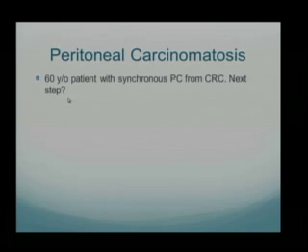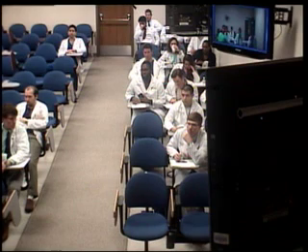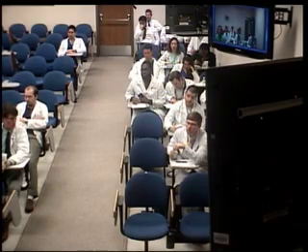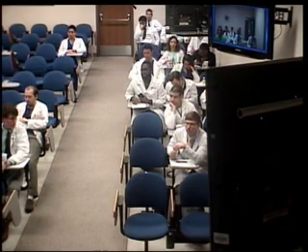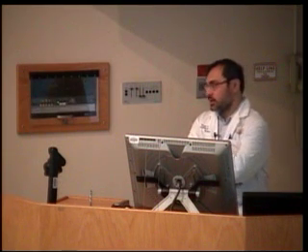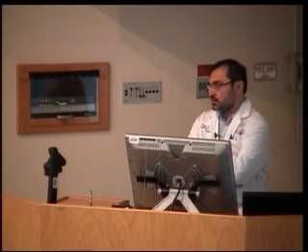So let's go over the scenario real quick. A 60-year-old patient with synchronous peritoneal carcinomatosis from colorectal cancer, what would be the next step? Lloyd, what would you do? So we already have it. The patient presented with abdominal pain, he got a CT, there was concern for peritoneal carcinomatosis, and let's say they did a colonoscopy and found a primary colon cancer in the right colon. So our presumed diagnosis at this time is probably peritoneal carcinomatosis from colorectal origin. So what's the next step?